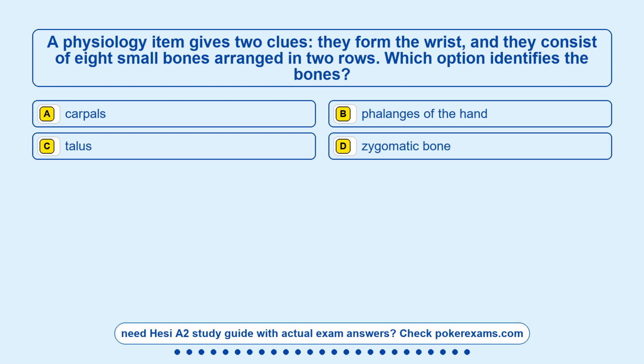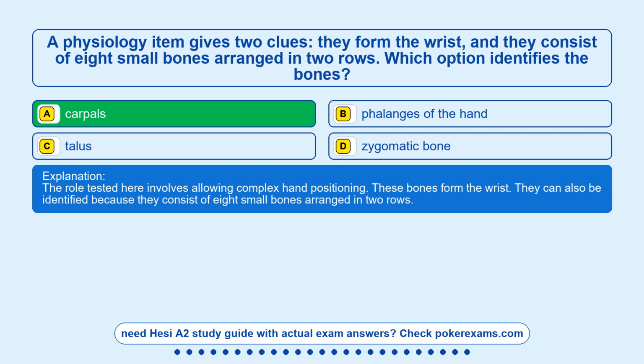Question 13. A physiology item gives two clues. They form the wrist, and they consist of 8 small bones arranged in 2 rows. Which option identifies the bones? Option A, carpals. Option B, phalanges of the hand. Option C, talus. Option D, zygomatic bone. The correct answer is option A, carpals. The role tested here involves allowing complex hand positioning. These bones form the wrist. They can also be identified because they consist of 8 small bones arranged in 2 rows.